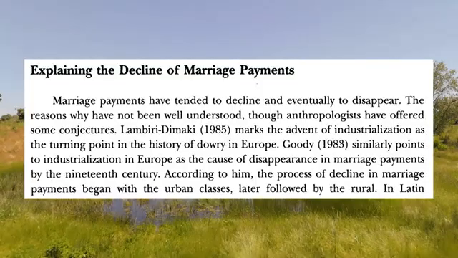Marriage payments have tended to decline and eventually to disappear. The reasons why have not been well understood, though anthropologists have offered some conjectures. Lambiri Dimaki marks the advent of industrialization as the turning point in the history of dowry in Europe. Goody similarly points to industrialization in Europe as the cause of disappearance in marriage payments by the 19th century. According to him, the process of decline in marriage payments began with the urban classes, later followed by the rural.